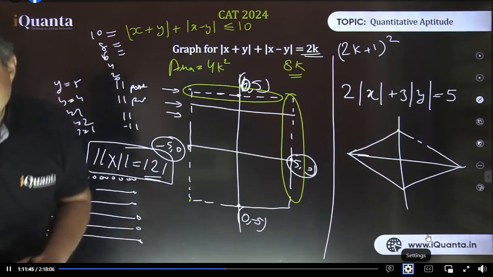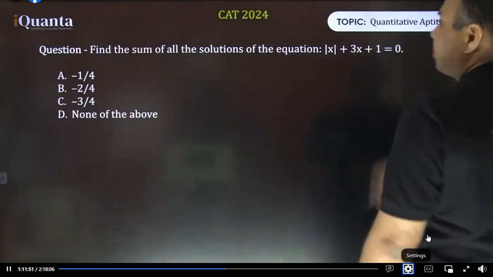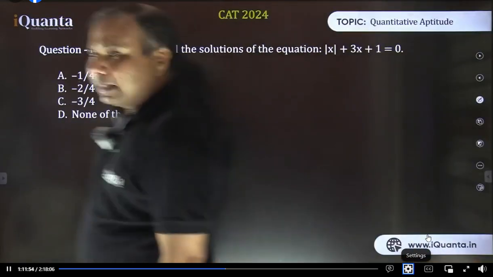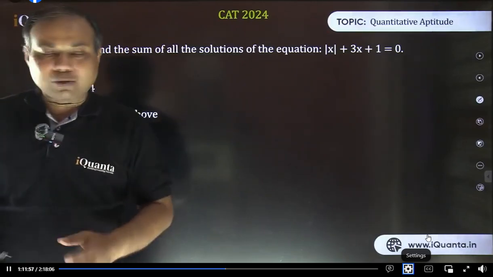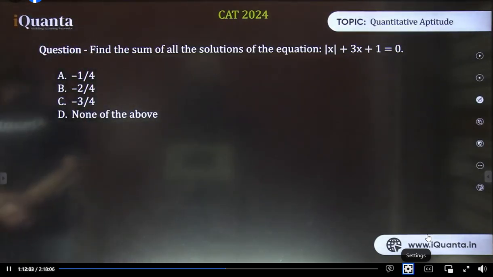Okay, let me move further now. There are so many things to cover, otherwise there will be some misses. I don't want to miss anything. Let's move now. Some basic questions now. By the way, I have discussed all the theory I had to discuss today. Now there are different varieties of questions which we are going to solve. Here's the first one for you. Please solve it on your own. Fast.